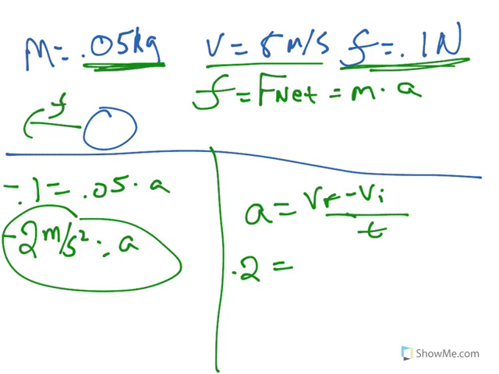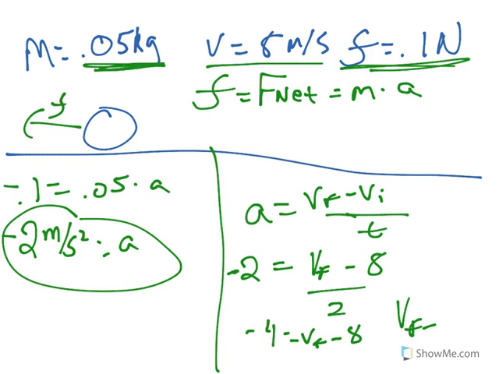So negative 2 meters per second squared equals Vf, which is unknown, minus 8, divided by 2. So we get negative 4 equals Vf minus 8, add 8 to the other side, and we get a final velocity equal to 4 meters per second. Alright, and that is number 8.